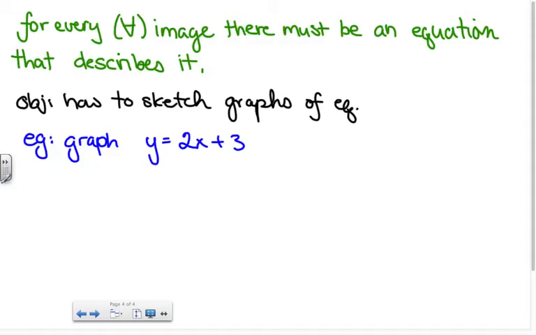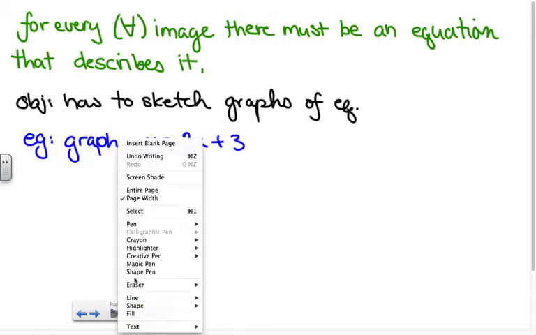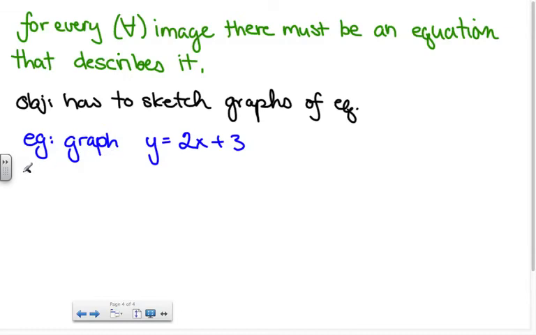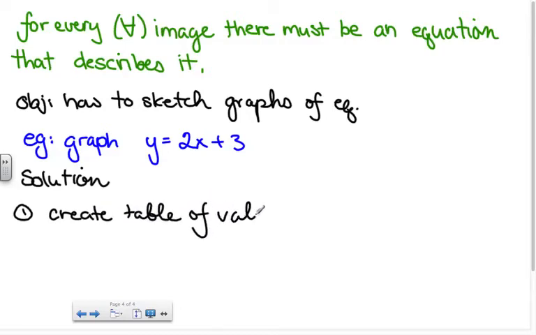So what we have to do is create a table of values. That's the first thing that we're going to do. So we create a table of values. The values for x are arbitrary. I can make them up. They can be whatever you want.